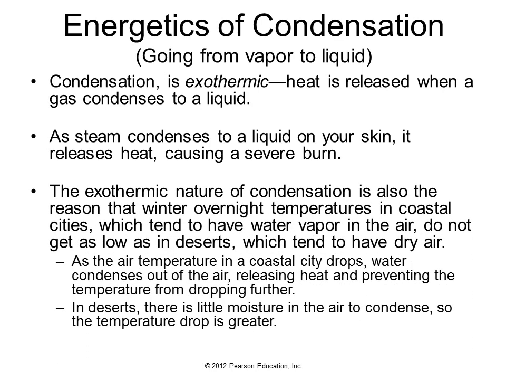The exothermic nature of condensation also is the reason that winter overnight temperatures in coastal cities, which tend to have water vapor in them, do not get as low as in deserts, where they tend to have dry air. As the temperature in a coastal city drops, the water condenses out of the air, releasing heat and preventing the temperature from dropping further. In the desert, there's little moisture in the air to condense, so the temperature drop is greater in the desert.